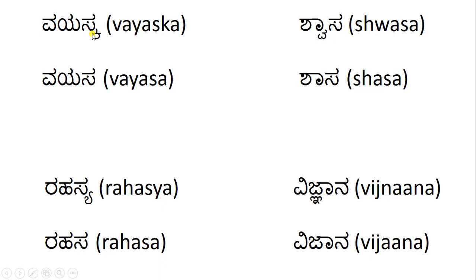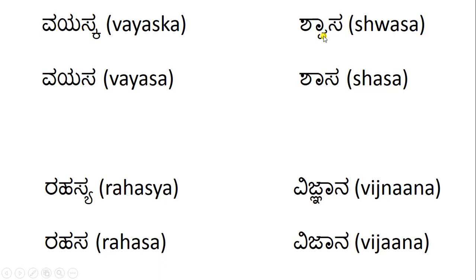Now, if it is confusing, let us move to this. This is the second example, a different case. This is shwasa. And without the double consonant, it would look like this, shasa. Shasa does not have any meaning in Kannada. To make it meaningful, we have to add this double consonant.